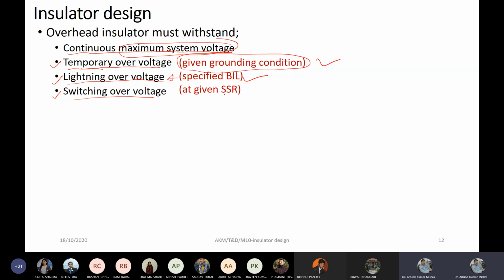Also, if we know the switching surge ratio, as I have told you, below 220 kV there is no need to consider the switching surge. But above 220 kV, the switching surge worst condition is 3, and it can be reduced, but not less than 2.